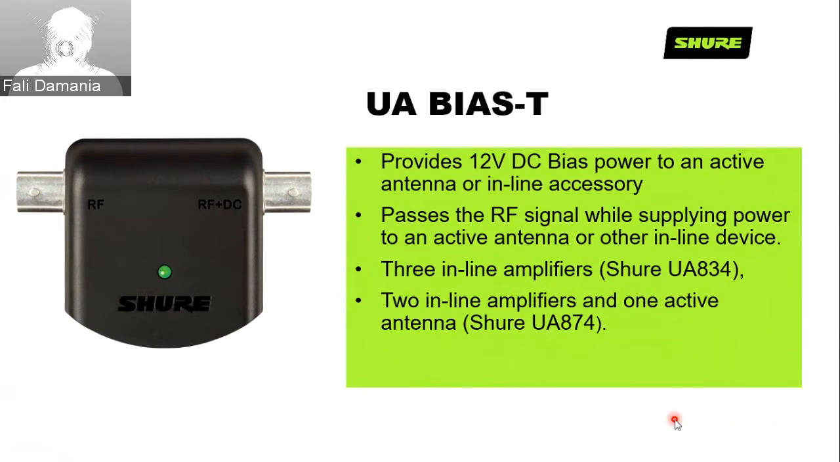Okay, so why this is important is because as your cable runs get longer and longer, as your number of amplifiers get more and more, you need a device in the middle to actually power all those amplifiers. And the UA bias T is the device that will do that for you.